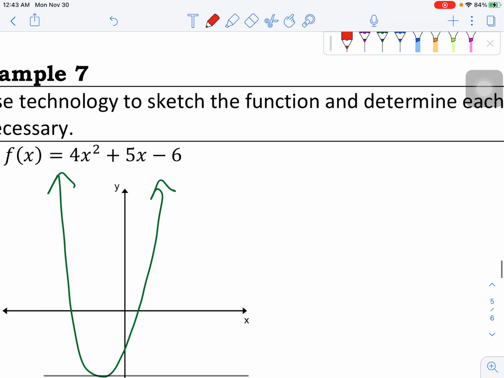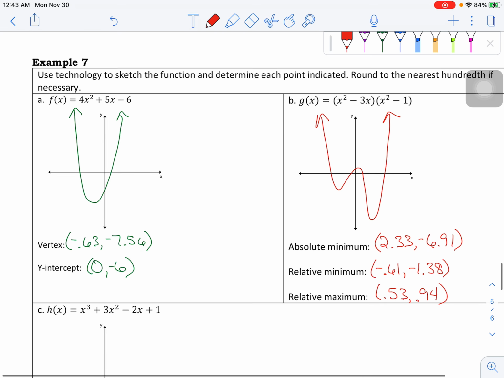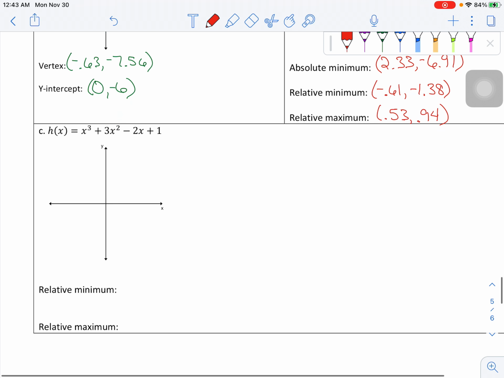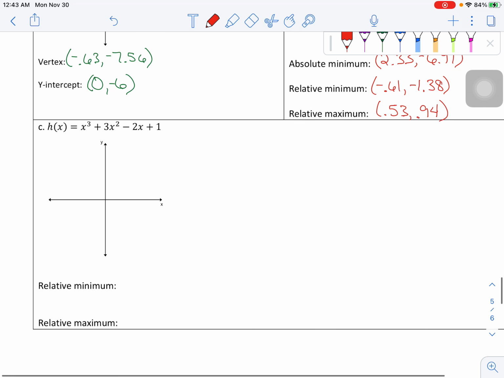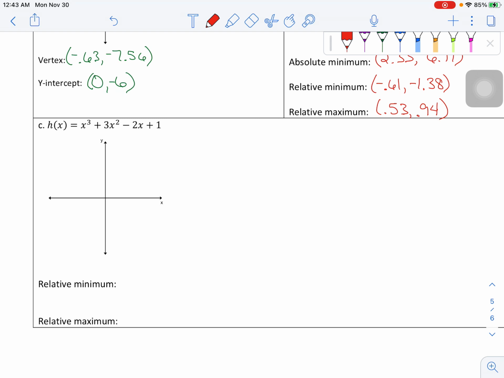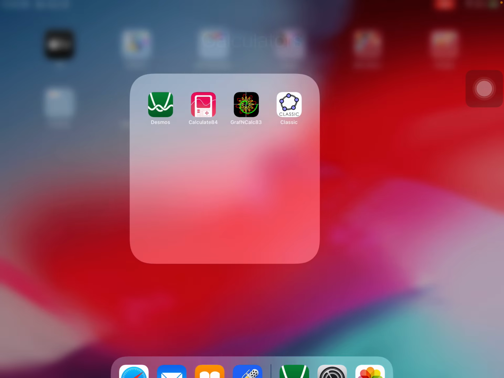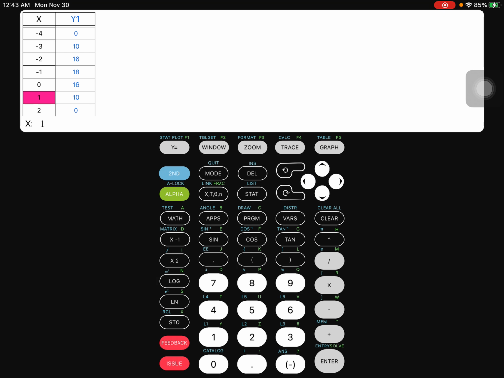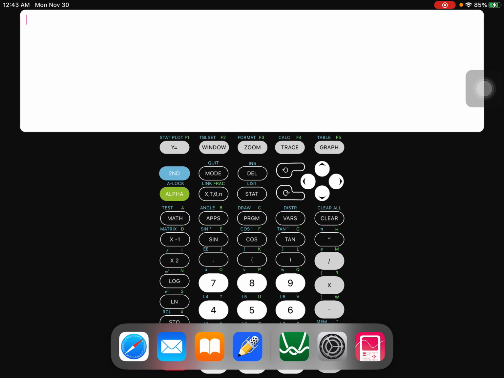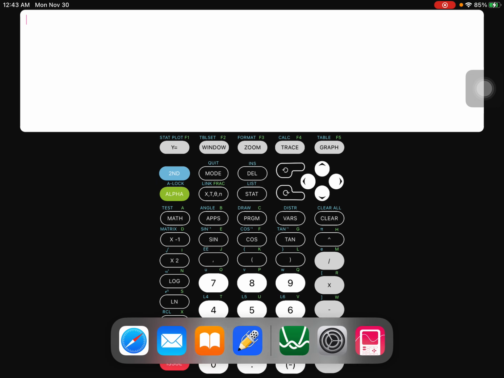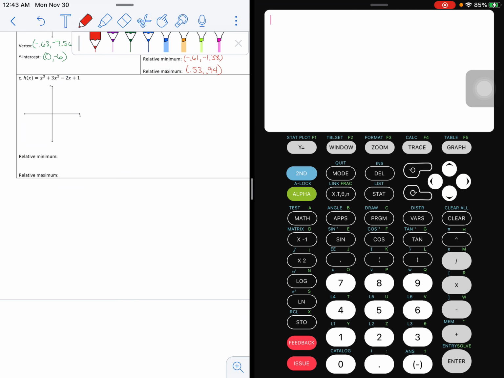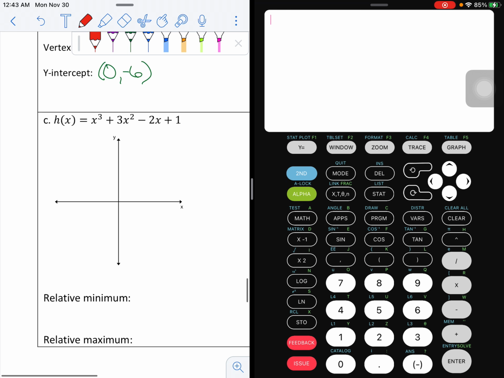Now, some of you might say, not really a big fan of Desmos. That's okay, you don't have to use it. For part C, I'm going to use Calculate 84 to find the relative minimum and relative maximum. So let me go ahead and, apparently I don't have Calculate 84 up right now, so let me go ahead and open that. There's Calculate 84, let me clear that. Quit out of all that mess. All right, let's go ahead and split screen with Notability. There we go. All right.